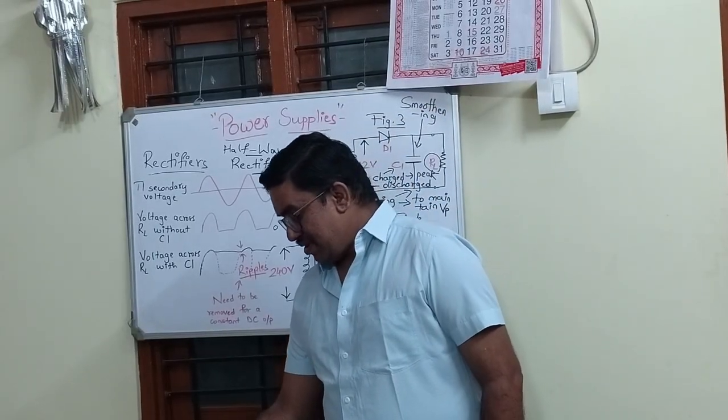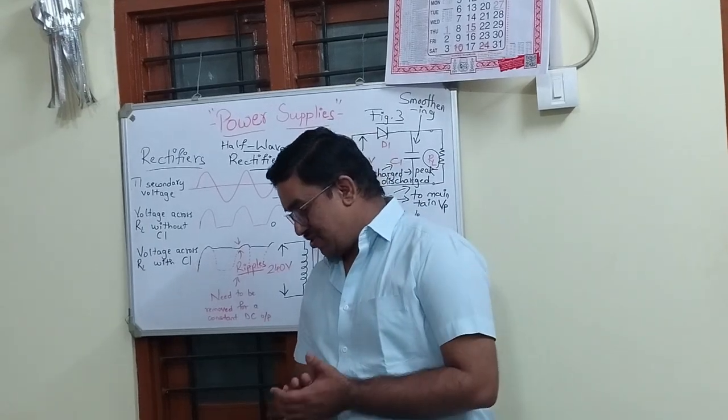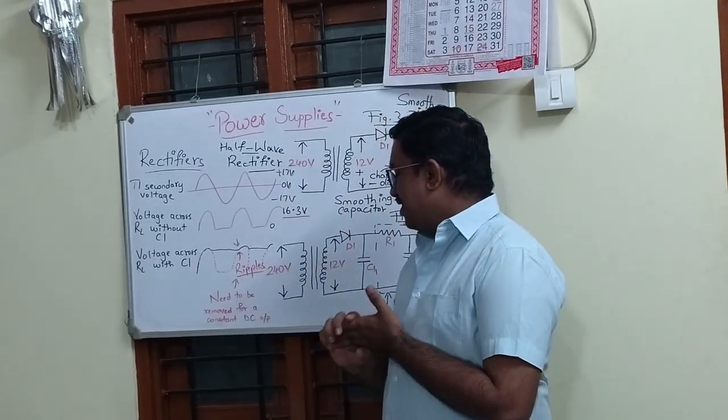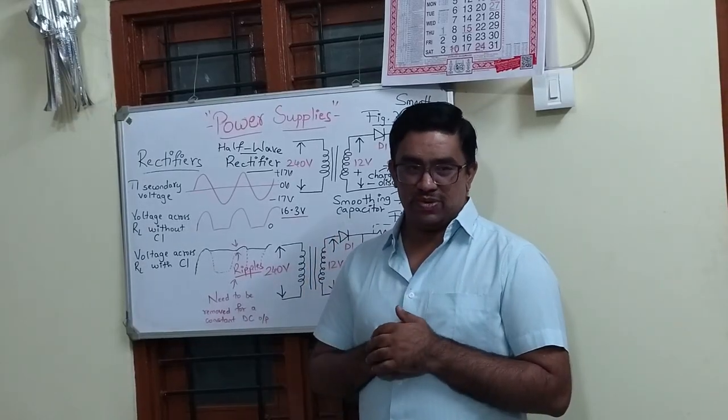Here I would like to put a question as well. If anybody can give the expression for how much ripple we reduce.